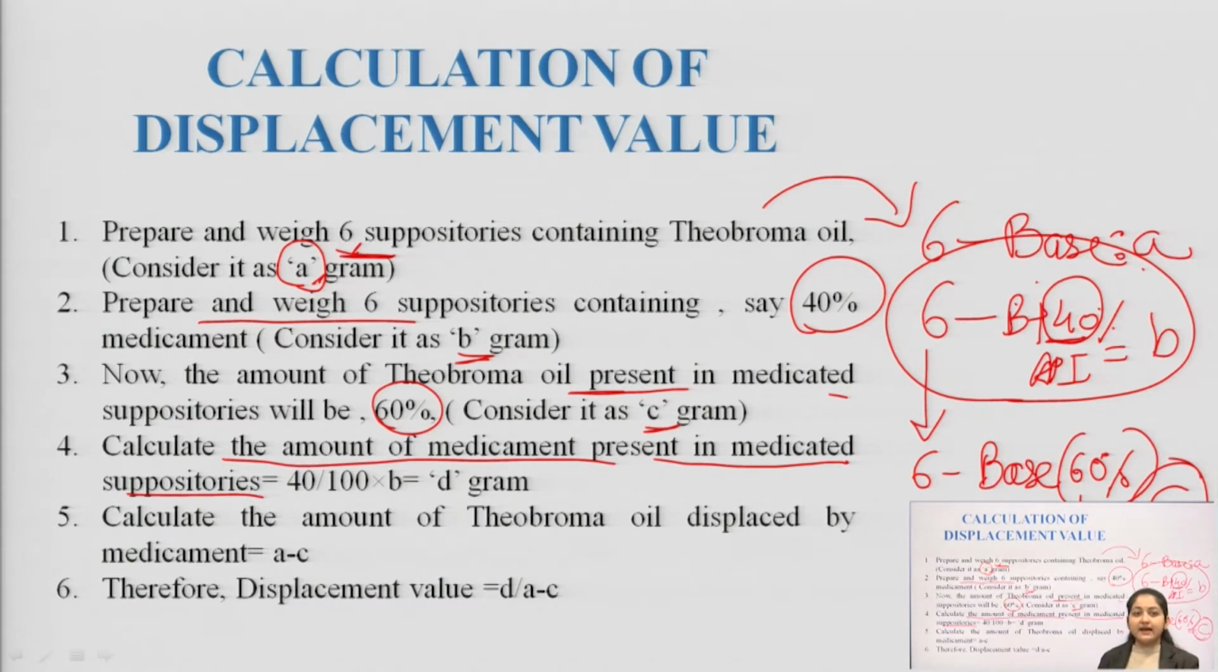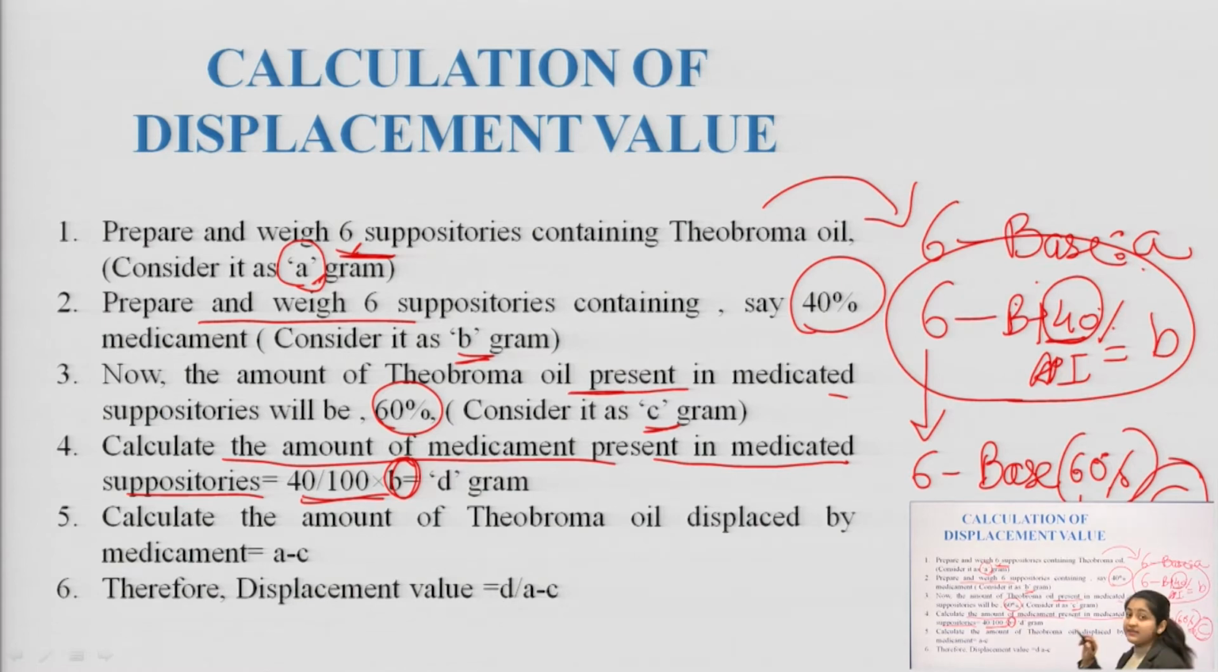अब हमें ये देखना है कि मेडिकामेंट कितना प्रेजेंट था. हमने तो कहा कि 40% मेडिकामेंट प्रेजेंट था, the quantity of medicaments was 40%. So what we are doing is 40 divided by 100 into B, because we do not need the percentage, we need the actual quantity. Okay, so इसको हमने B से मल्टीप्लाई किया. अब आपको पता है what is B.